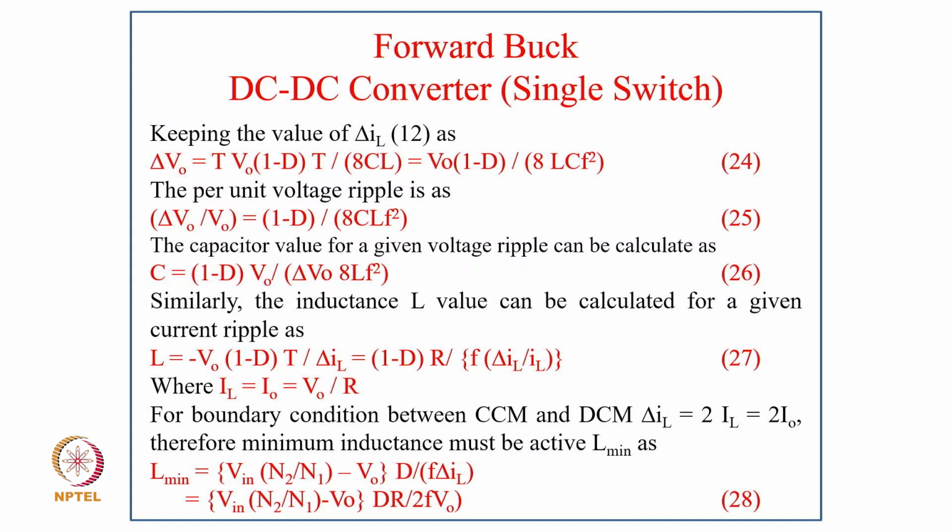So similarly, the inductance value can be calculated for a given ripple current, L equal to V0 (1 minus D) T upon delta IL, equal to (1 minus D) R divided by F delta IL upon L, where IL equal to I0 equal to V0 by R. For the boundary condition between CCM and DCM, delta IL equal to 2 IO. Therefore, the minimum inductance must be L minimum equal to (V in N2 upon N1 minus VO) into D upon F delta IL, or equal to (V in N2 upon N1 minus VO) DR upon 2 F V0.